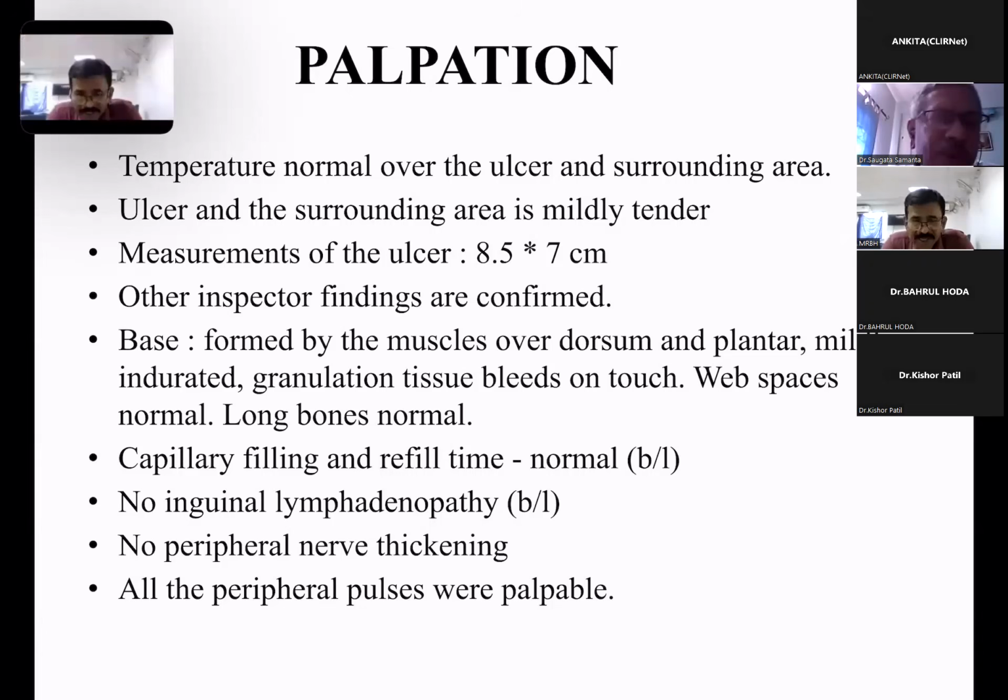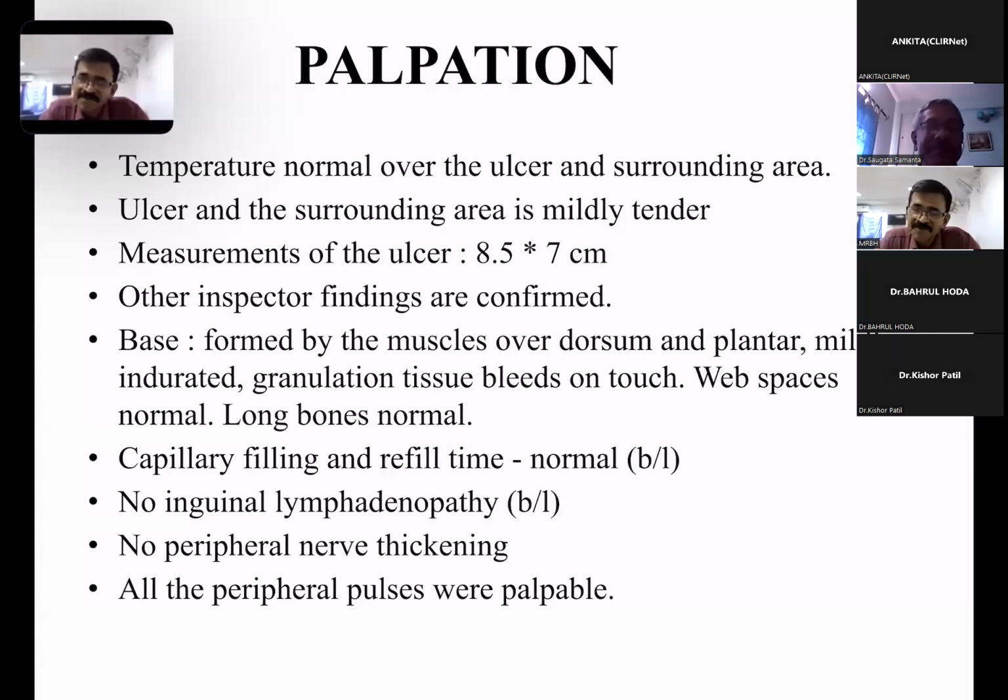Again, you have mentioned capillary filling and refilling. Capillary filling and refilling are two different terms. What is capillary refilling and what is capillary filling? Sir, capillary refilling is after pressing the nail bed, and after removing, we check the capillary refill time. And why do you mention capillary filling? That cannot be tested. Very difficult.